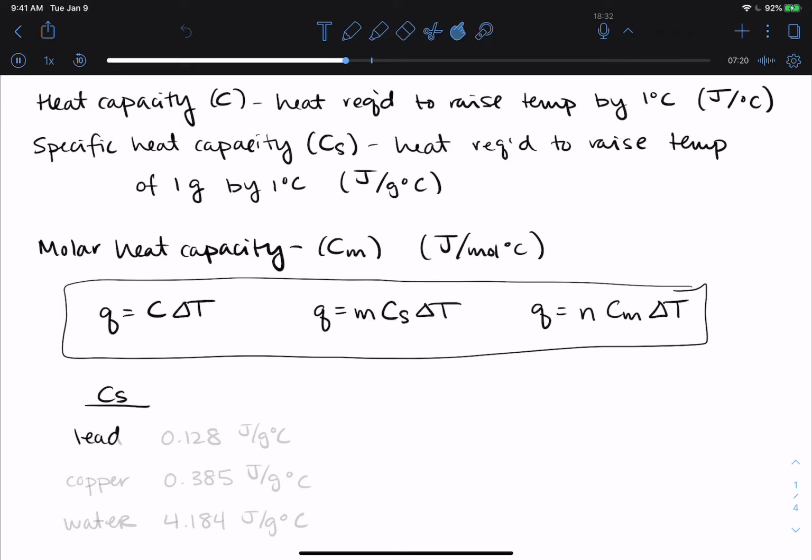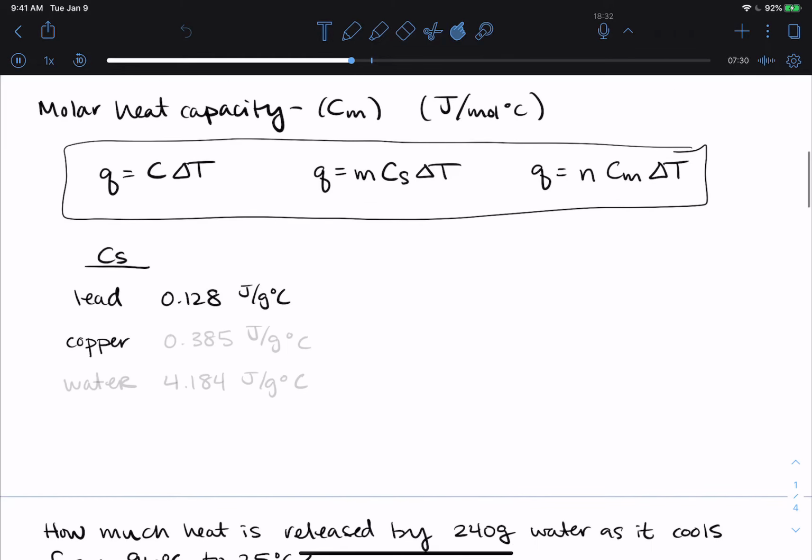For lead, it is 0.128 joules per gram degree C. For something like copper, it's 0.385 joules per gram degree C. And for water, if you want to know why it takes so much energy to heat up water, it is 4.184 joules per gram degree C.